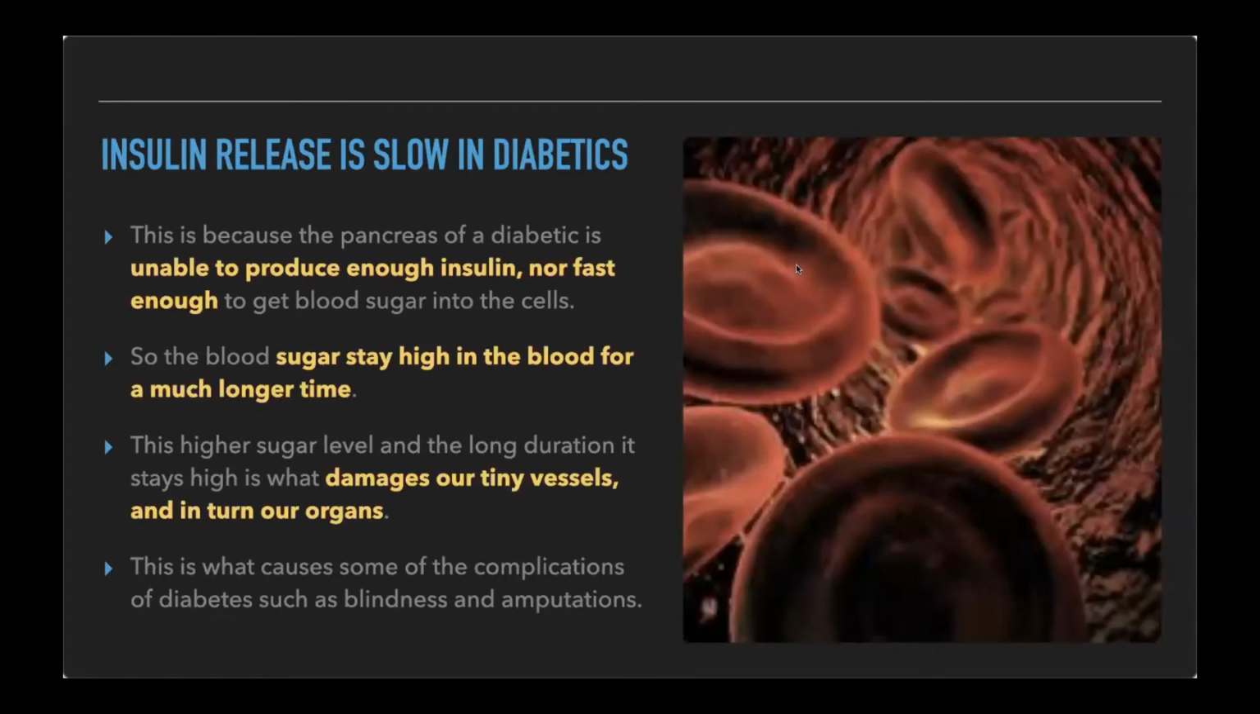Insulin, however, is released slowly in diabetics. This is because the pancreas of a diabetic is unable to produce enough insulin nor fast enough to get blood sugar into the cells, so the blood sugar stays high in the blood for a much longer time. We call this phenomenon the blunting of the incretin effect. The higher sugar level and longer duration it stays high is what damages our tiny vessels and in turn our organs. This is what causes some of the complications of diabetes, such as blindness and amputations.